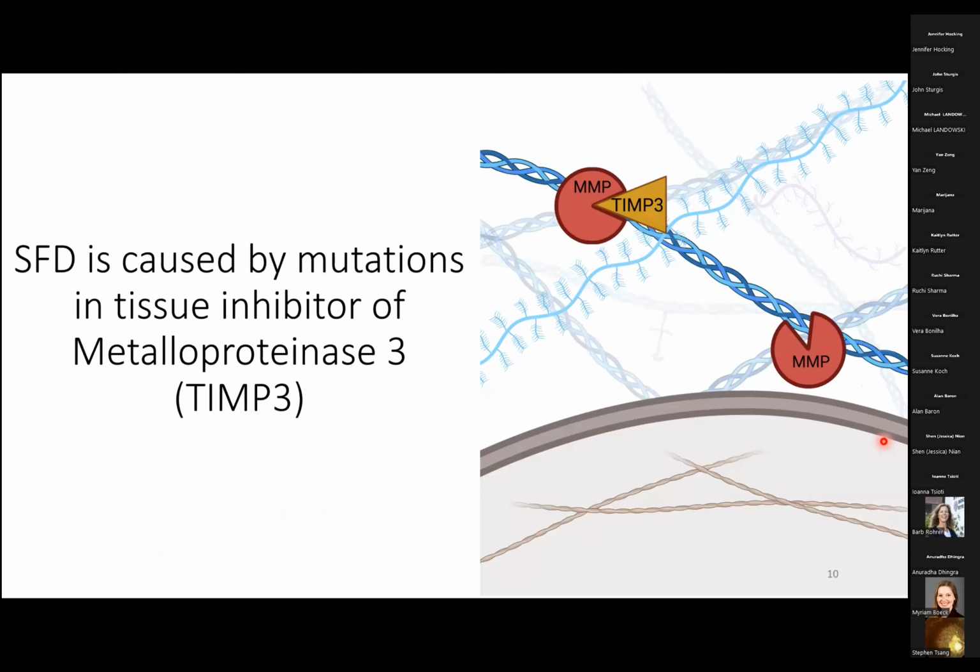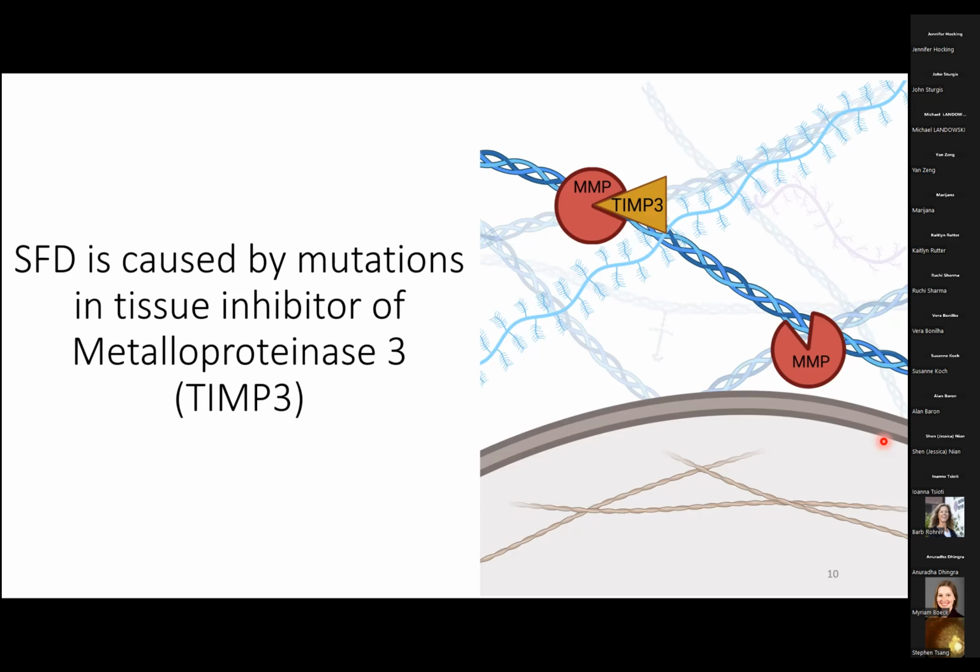So as mentioned, SFD is a monogenetic form of macular degeneration that manifests similarly to AMD within the eye. And it is caused by mutations in a protein called TIMP3, or tissue inhibitor of metalloproteinase 3. This is a protein that is in the extracellular matrix, and there it specifically inhibits matrix metalloproteinases, or MMPs, which are proteins that cleave ECM ligands. So this makes TIMP3 important for maintaining extracellular matrix dynamics and homeostasis.